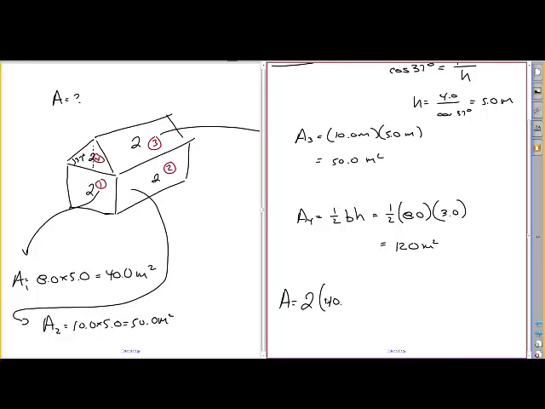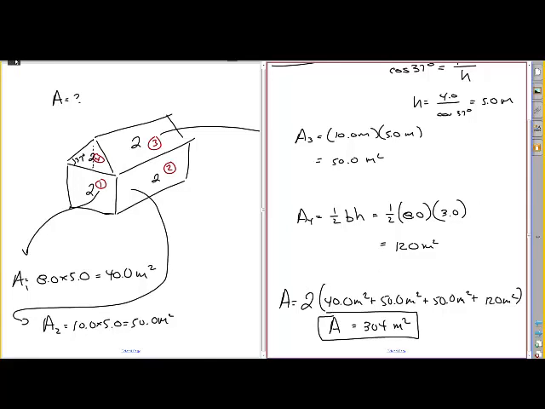So to find the total area, we add up all the individual areas, and we're going to multiply by 2 because we have 2 of each. So we have 40 meters squared plus 50 meters squared. So this is just the end of the house. This is the side of the front of the house. We have the roof, which is also 50 meters. And we have the 2 end gables, which is 12. So 40 plus 50 plus 50 plus 12 times 2 is 304. So the total area is 304 meters squared.